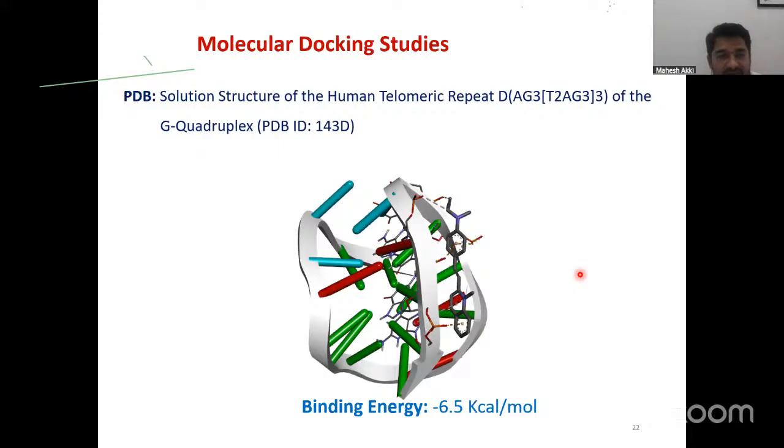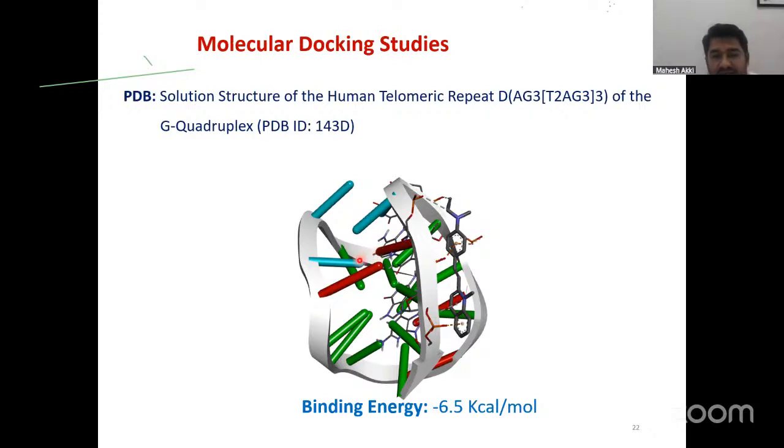Further, molecular docking studies were carried out using AutoDock Vina software, with respect to the molecule QNMF in the solution structure of the human telomere 22AG G-quadruplex with PDB ID 143D. The docking interaction analysis revealed predominantly pi-anion interactions. Here you can see the G-quadruplex structure and the docked view of the compound, that is QNA, not QNMF. It is a QNA molecule, and it has interacted with the 22AG G-quadruplex.